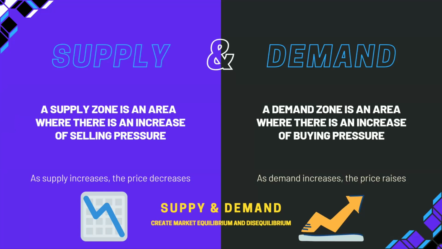Supply and demand create market equilibrium and disequilibrium. Supply and demand is what moves the markets, and it is also what keeps the market moving in a consolidation phase. If there's an equal number of both, that means the market's in equilibrium. If there are more buyers in the market than sellers, that means the demand is there and the market's going to be in disequilibrium.